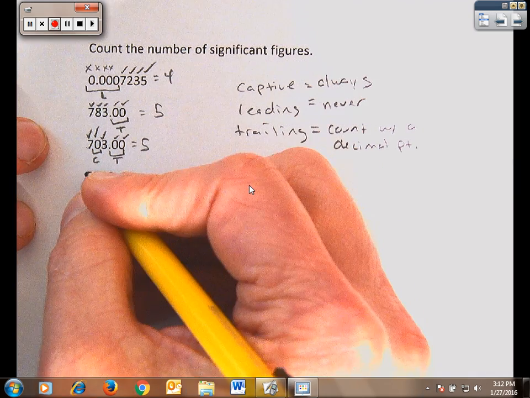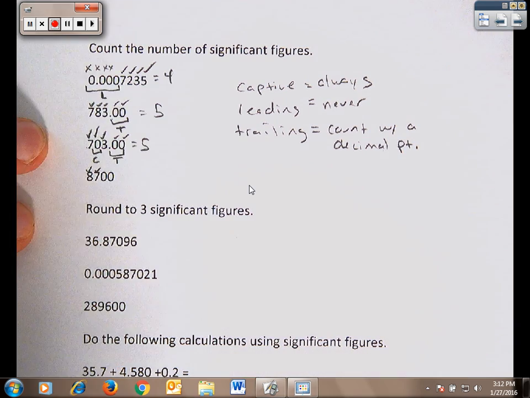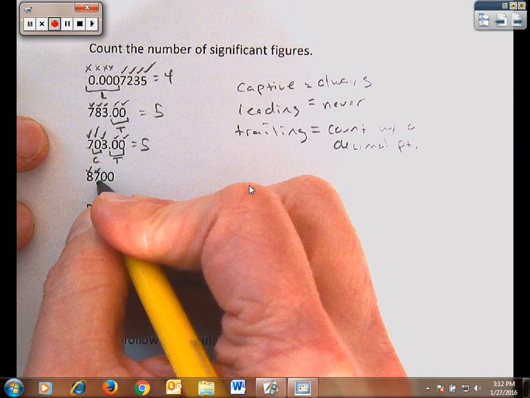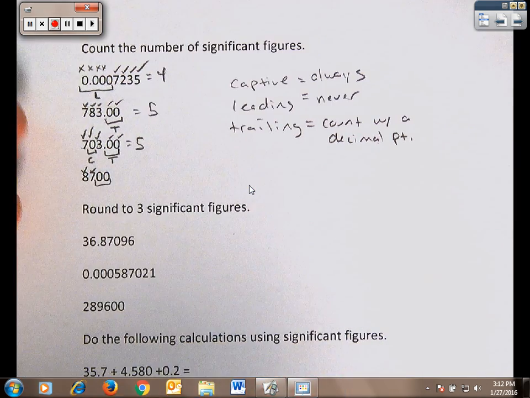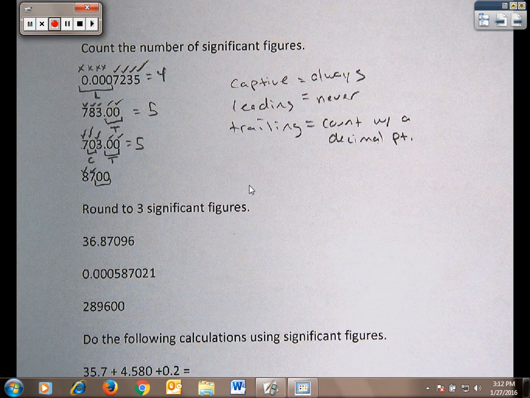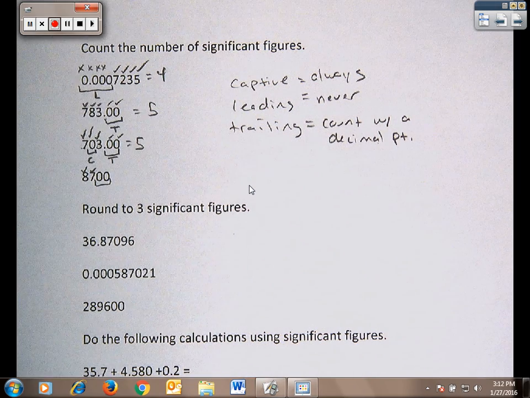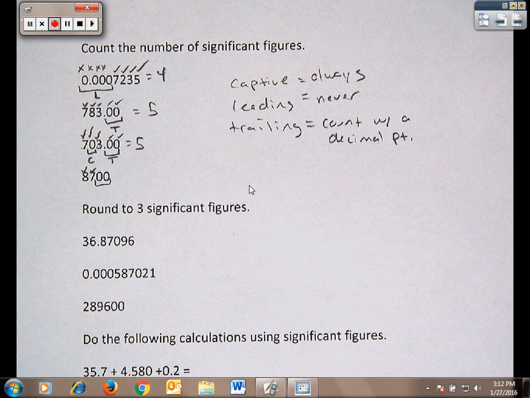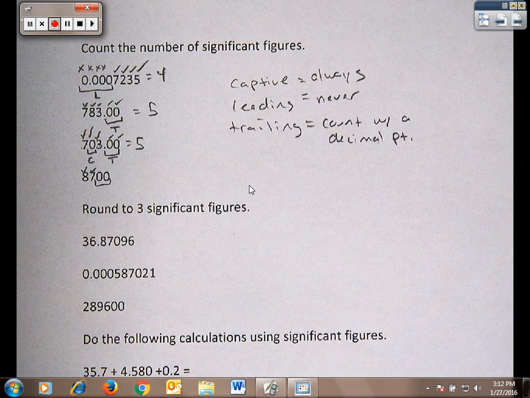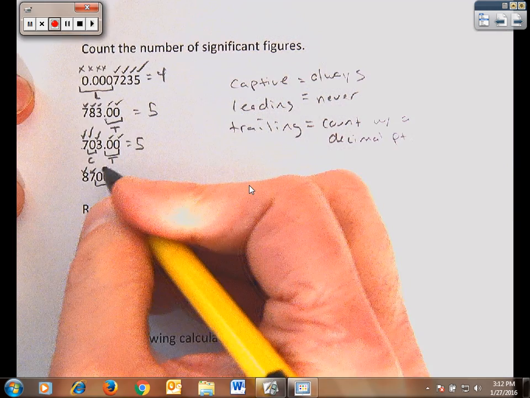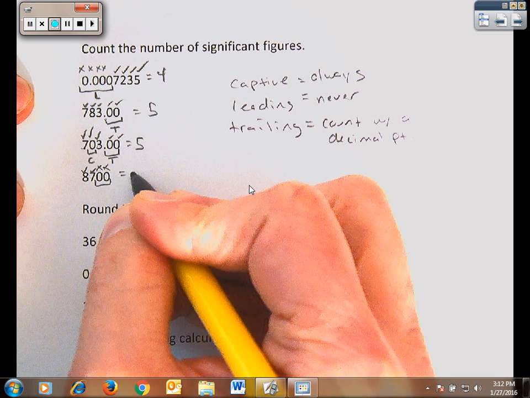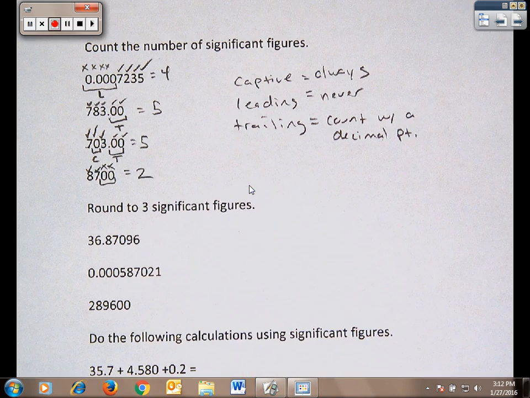Finally, 8 and the 7 count. They're non-zero numbers. These are trailing zeros because they come at the end of the number. They come after the 7. They come after the last non-zero number. That's what makes them trailing. They're only significant if you have a decimal point. There is no decimal point in this number, so there are only 2 significant figures there.